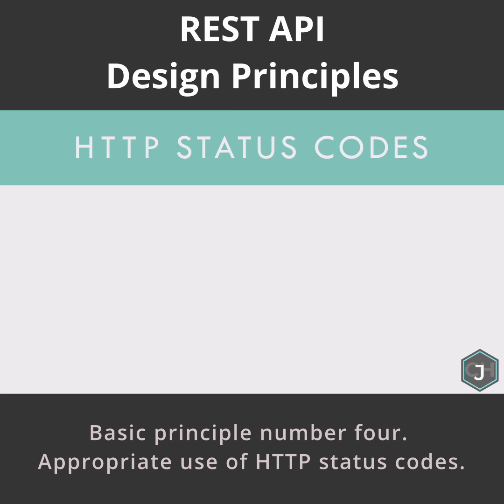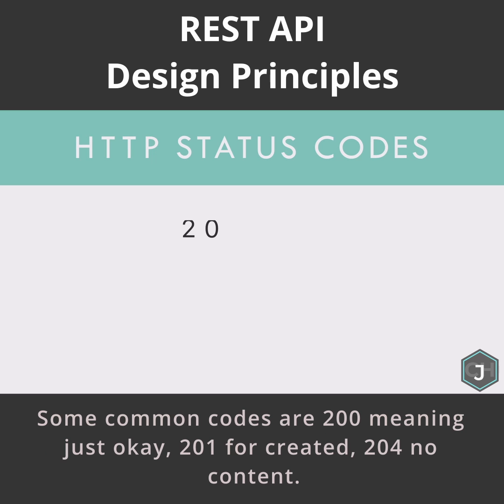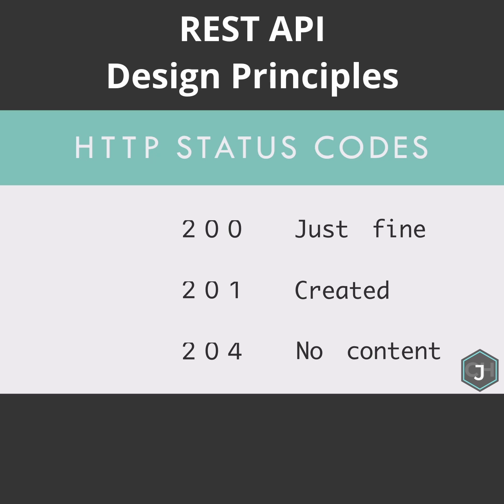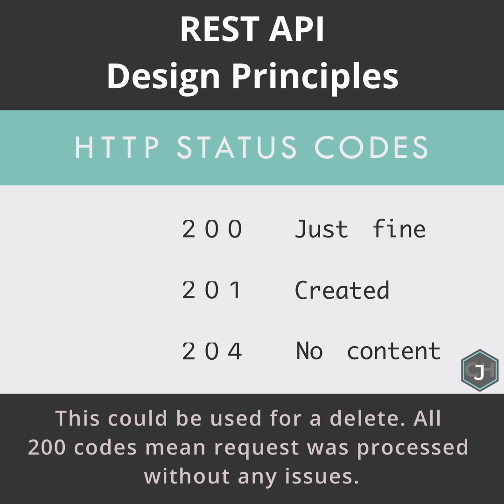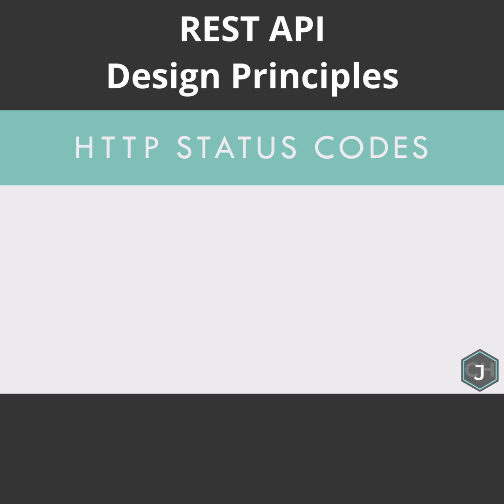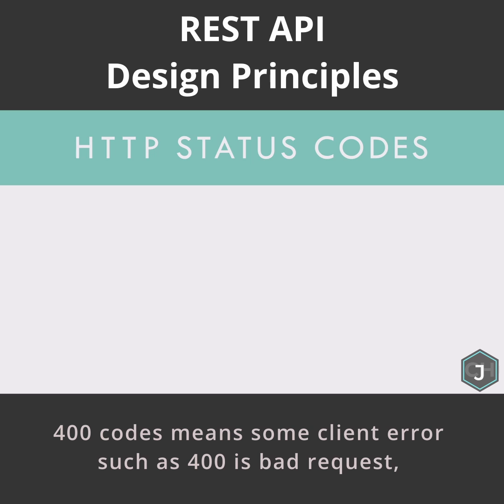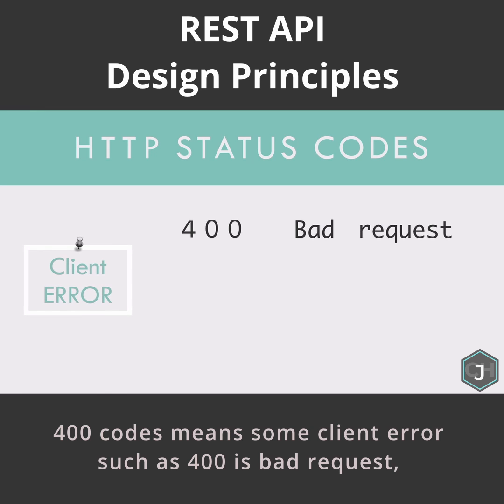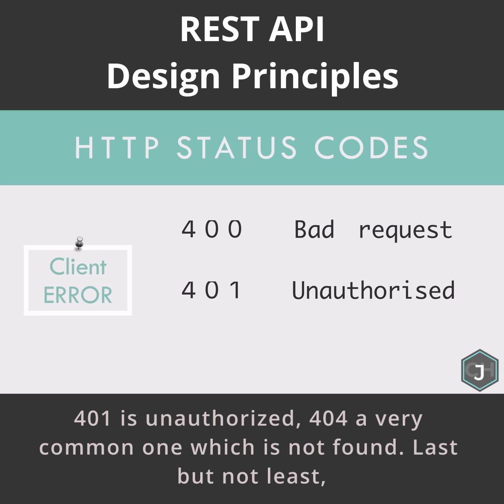Basic principle number 4. Appropriate use of HTTP status codes. Some common codes are 200 meaning just OK, 201 for created, 204 no content. This could be used for a delete. All 200 codes mean request was processed without any issues. 400 codes means some client error, such as 400 is bad request, 401 is unauthorized, 404, a very common one, which is not found.